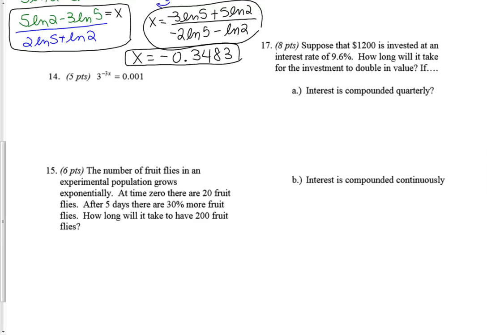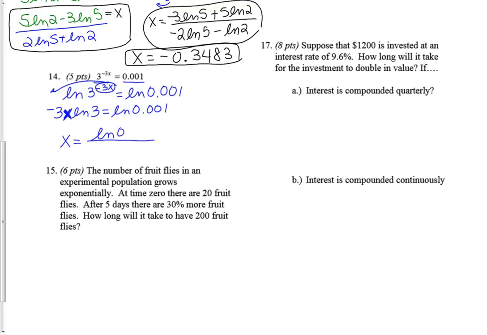Okay, so moving on to number 14 here. In this one, I have something with an exponential and something that's not with an exponential. So I can either convert this to log form or I can take the log of both sides. It's not going to matter. If I took the natural log of both sides, I would have the natural log of 3 to the negative 3x equals the natural log of 0.001. Then I would bring my exponent out in front, and I'd have negative 3x ln of 3 equals the ln of 0.001.